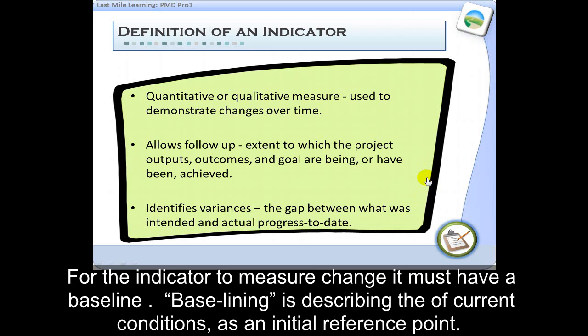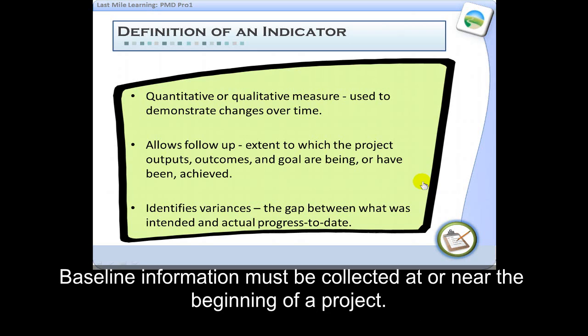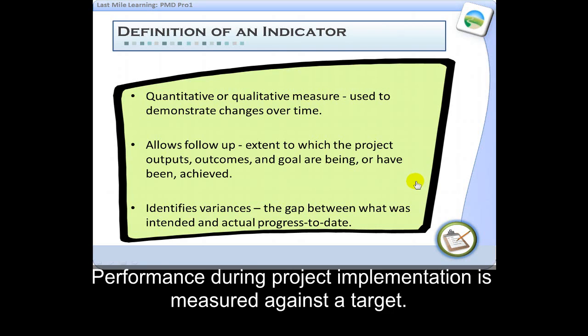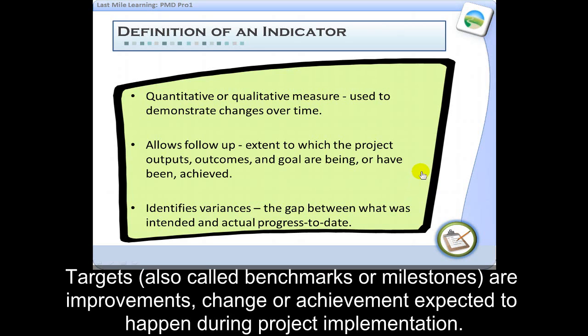Baselining is describing the current conditions as an initial reference point. Baseline information must be collected at or near the beginning of a project. Performance during project implementation is then measured against a target. Targets, also called benchmarks or milestones, are improvements, change, or achievement expected to happen during the project implementation.